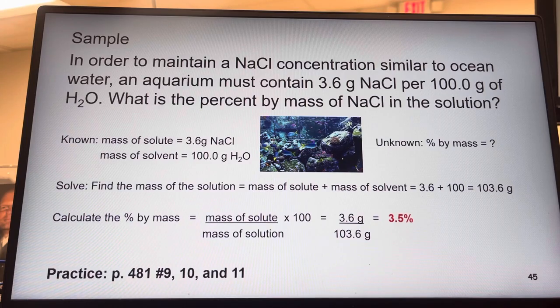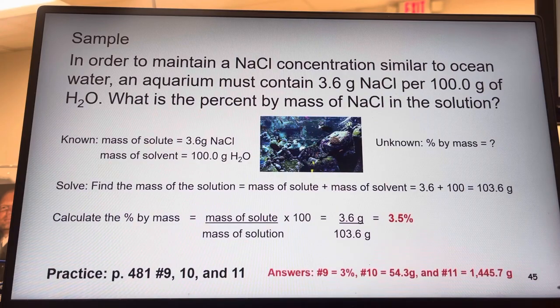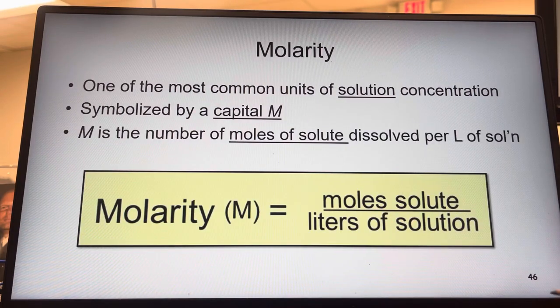Your job in these notes is to do practice problem 481, numbers 9, 10, and 11. I do not believe that was our assignment already. Or was it? No, it wasn't. Okay. So you did page 473 and 476. So this is going to be just a little bit more practice on that. We're not going to do it now. This is something you're going to do later, okay? There are 3 boxes in your notes to get this done. The answers are in the notes, but I'm not going to share them more than I just did.